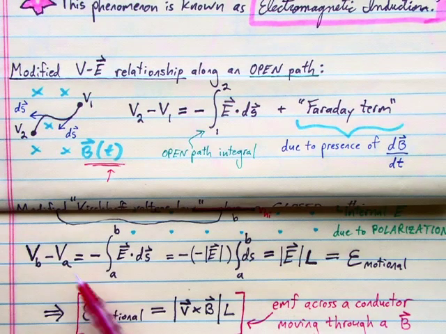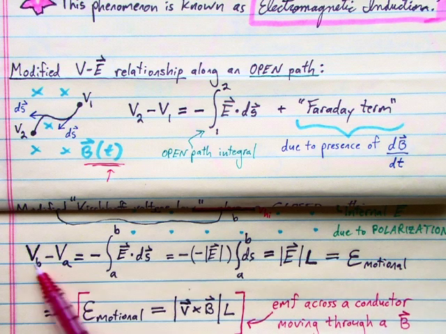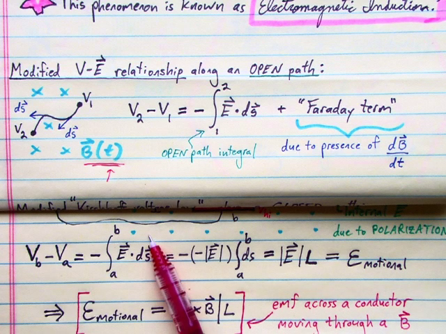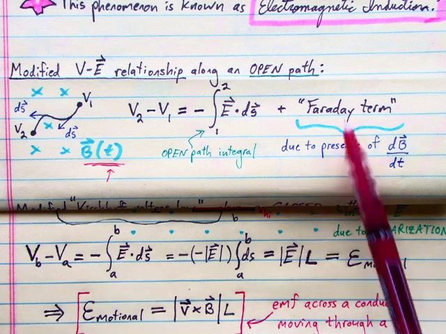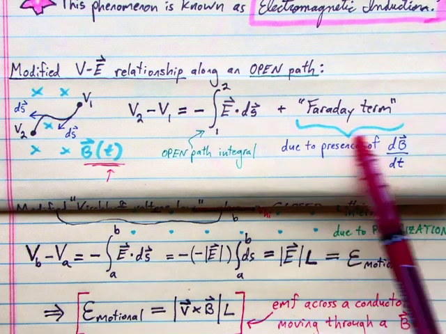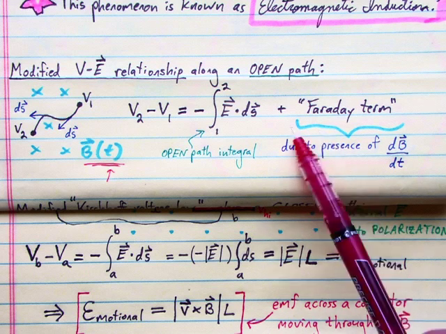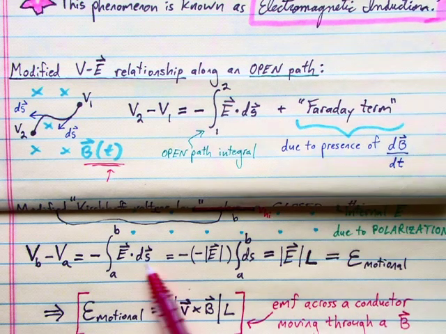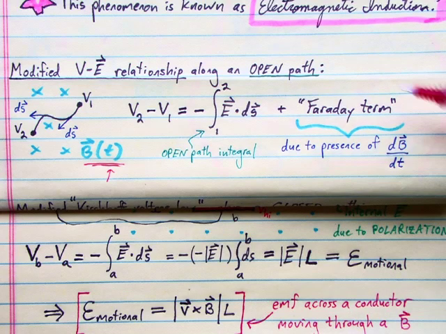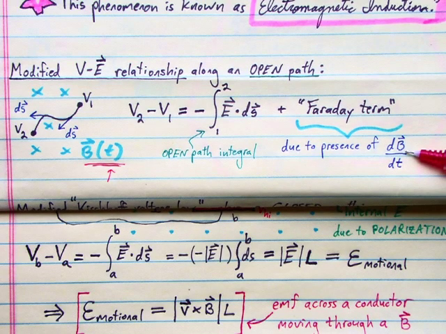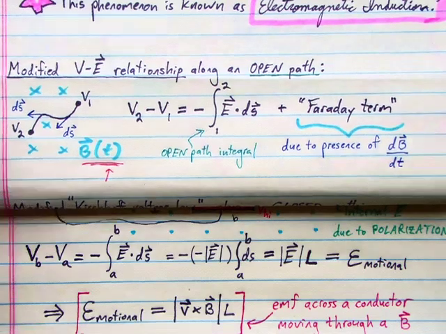But here we are using just our original version of this equation without some additional Faraday term. So did I mistakenly ignore this term when I wrote this down? The answer is no. What we did was fine, because this additional term depends on a time-dependent magnetic field, a magnetic field that's changing with time.